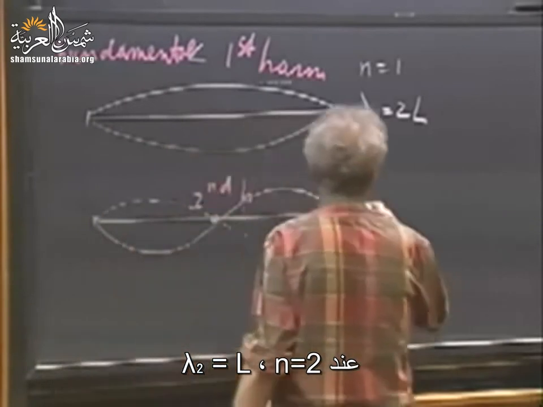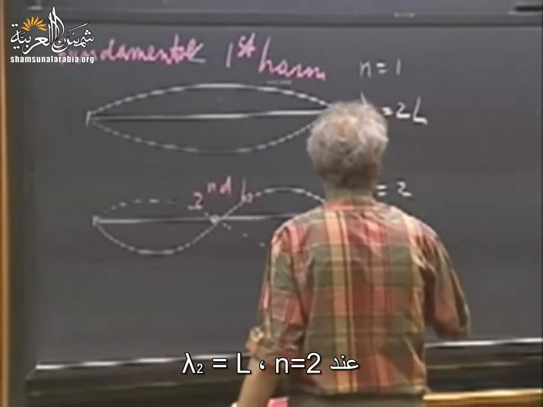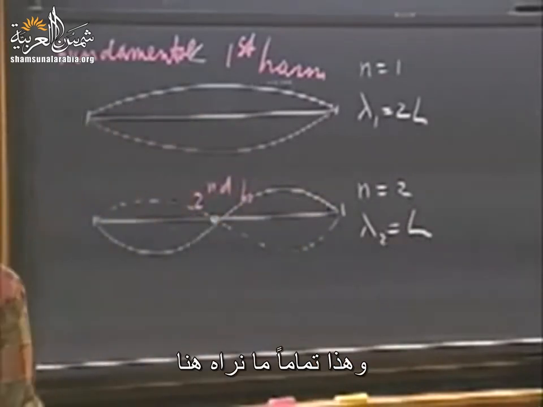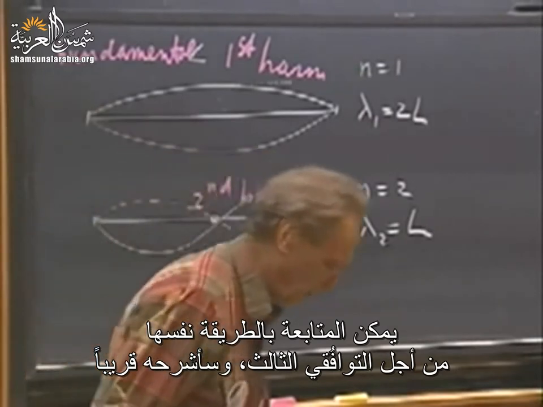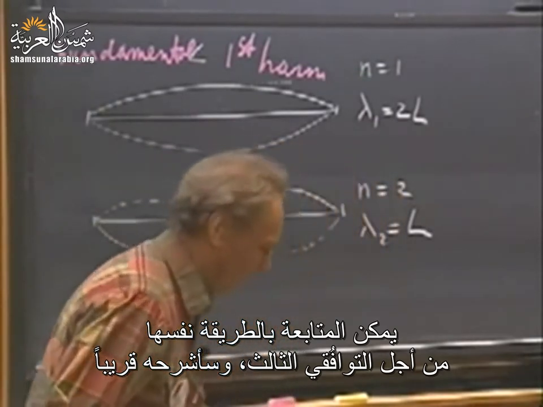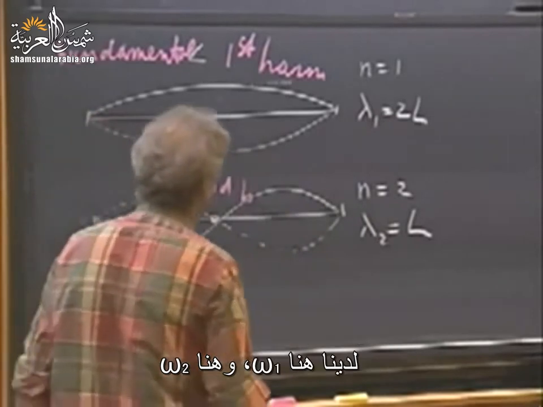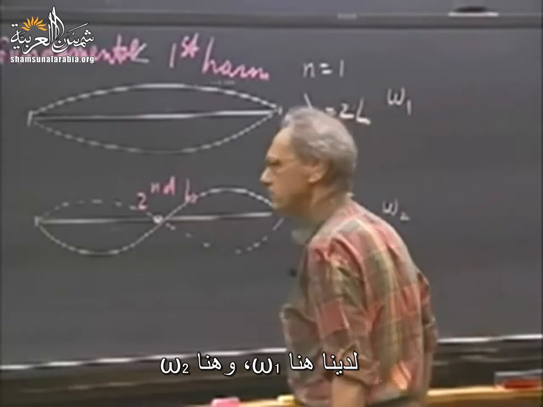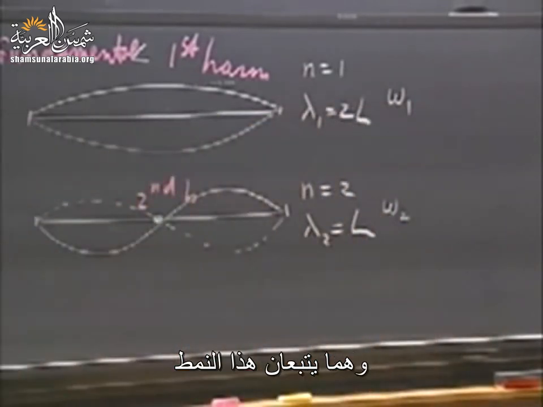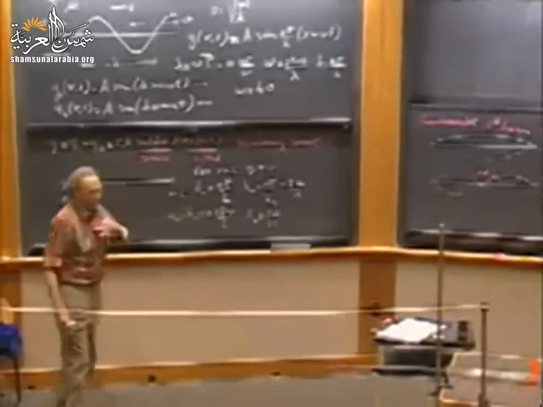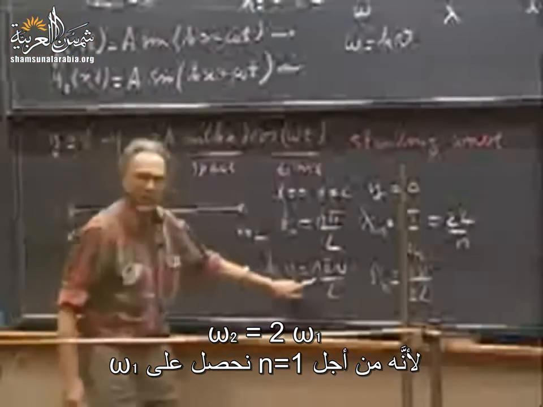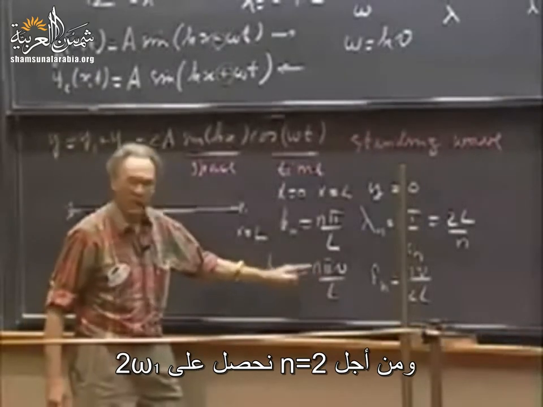And so for n equals 2, you see immediately that lambda 2 is simply L. And that's exactly what you see here. And then you can put in the third harmonic, and I will demonstrate this very shortly. So here you have an omega 1, and here you have an omega 2, and they follow this pattern. Omega 2 is exactly twice omega 1, because when you make n equals 1, you have omega 1, and when you make it 2, you get twice that much.